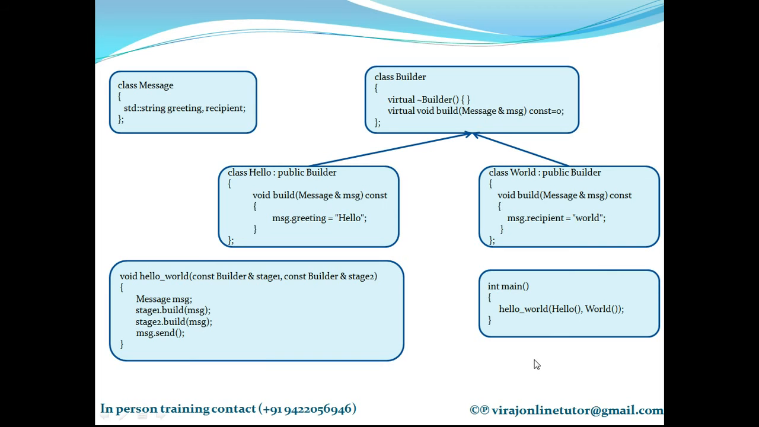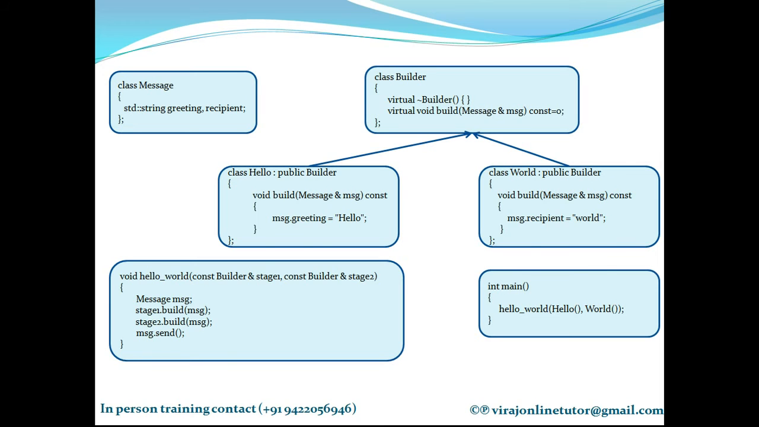Now I'll explain to you all with an example how a builder design pattern can be used in real life projects. In this example that I have here, there is a message class which has two different parts to it. One is greeting and one is recipient. So I'm dividing my complex message class into two different small parts. One is greeting, second part is recipient. Is this clear?